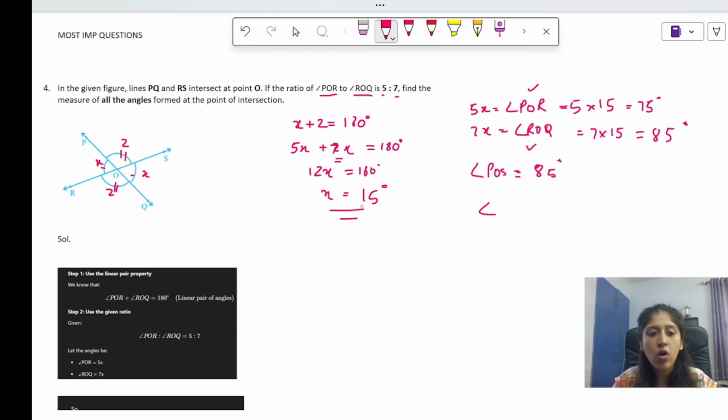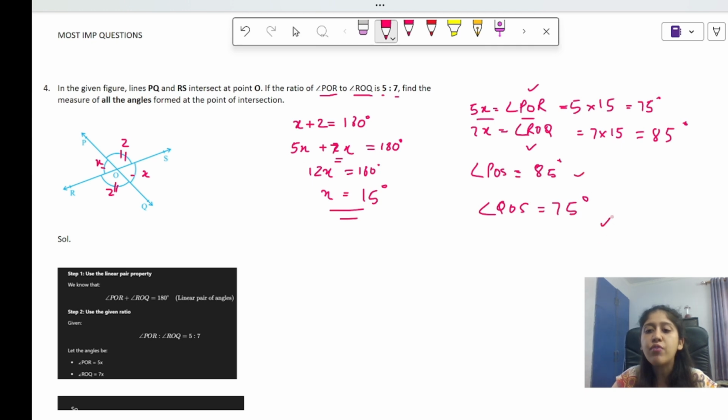And my next angle was SOQ or QOS, whatever. QOS, let me write it as QS. This is equal to x, and x was basically POR. POR is 5x. 5x is 75 degrees. So this comes out to be 75.